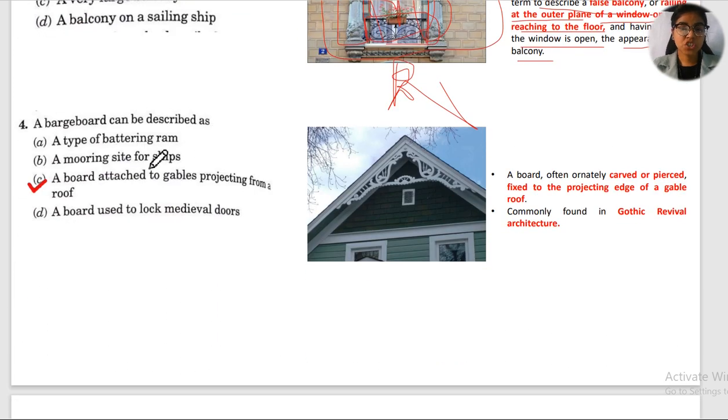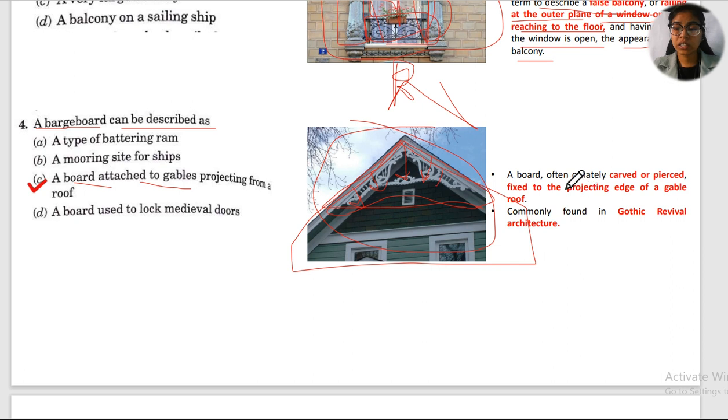Moving to the next question. A barge board can be described as, so this is your barge board. It is described as a board attached to the gable. This part complete is your gable. So it is attached at the gables projecting from a roof. As you can see, this structure is projecting from your roof and it is fixed at the top.